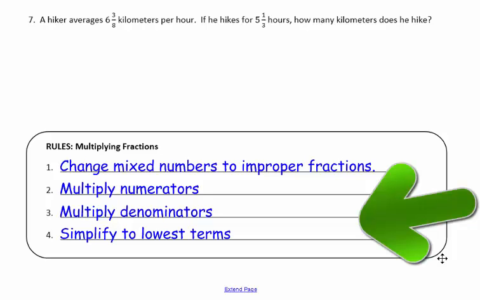Try the questions. Hopefully you recall multiplying and dividing fractions. In order to do that, we change all the mixed numbers into improper fractions. Improper means the numerator is going to be bigger than the denominator. We multiply the numerators, which is straight across. We multiply the denominators straight across. And then we simplify our answer to lowest terms if possible.